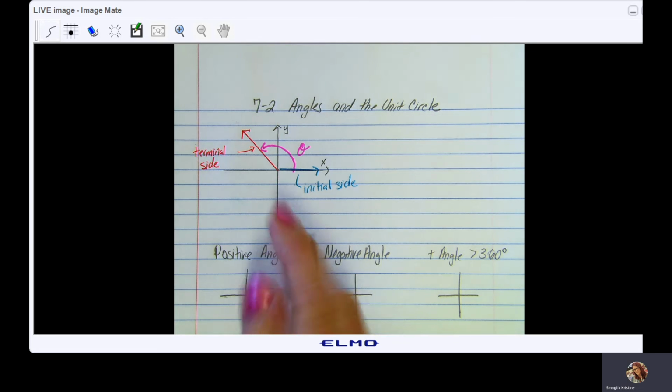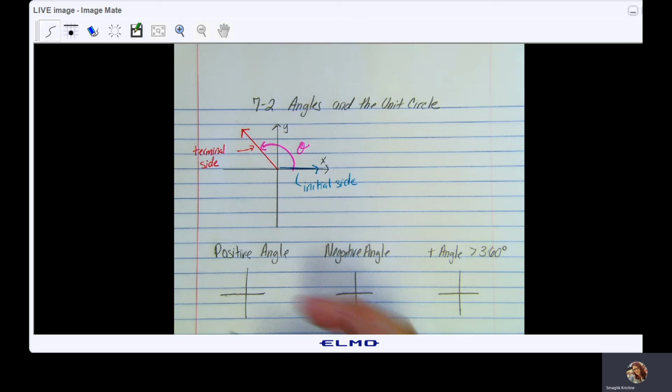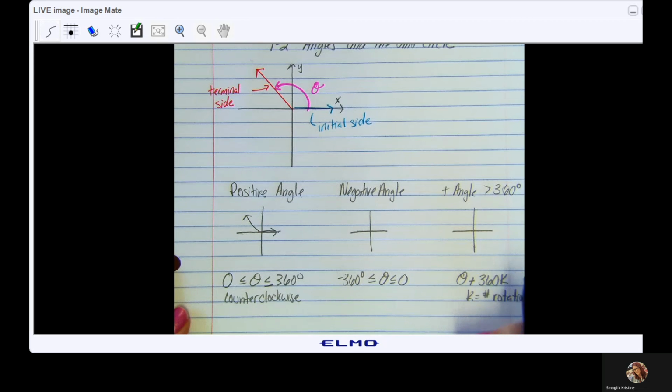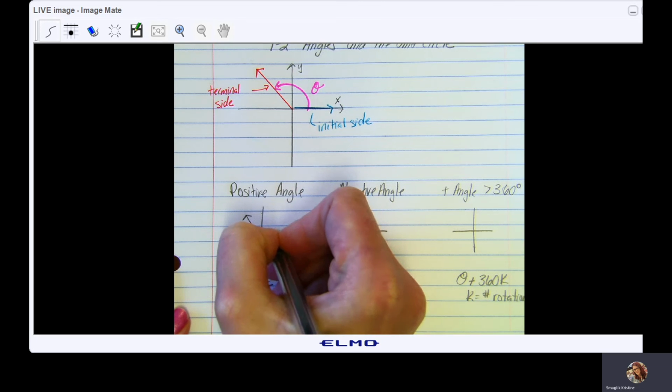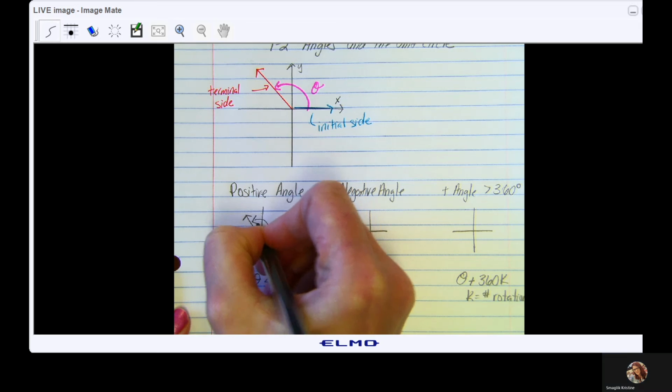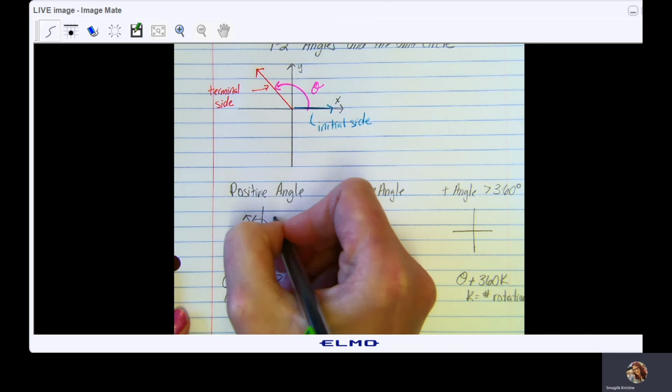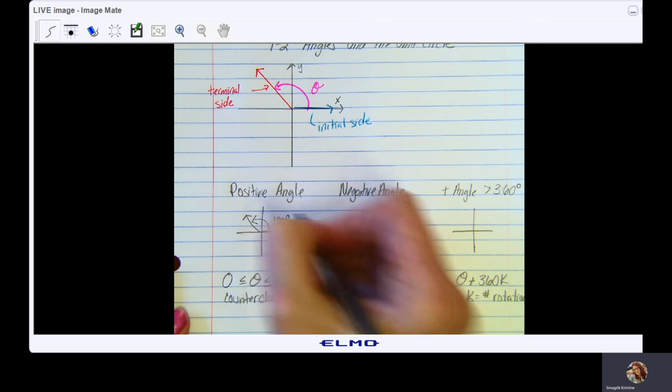Okay, so I'm going to just duplicate exactly what we did here. So here's my angle. For this to be a positive angle, I am moving counterclockwise, and I'm going this way. If I do that, I can say this theta equals 120 degrees.